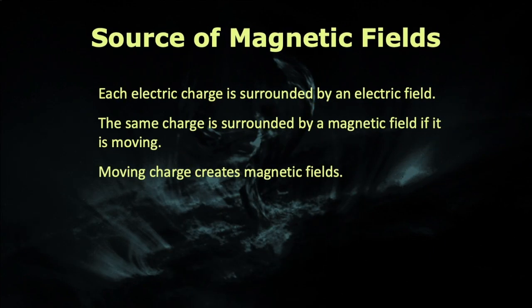By the way, what is the source of magnetic fields? Each electric charge is surrounded by an electric field. In addition, the same charge is surrounded by a magnetic field if it is moving. In other words, moving charge creates a magnetic field.